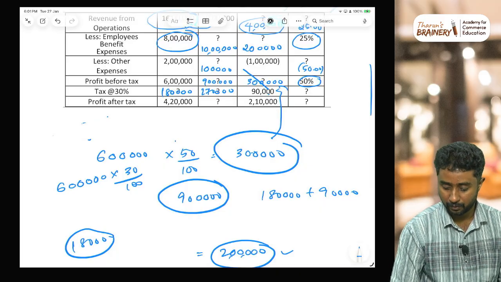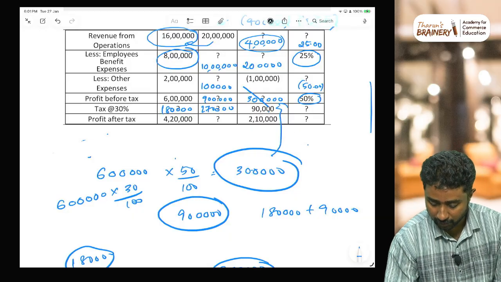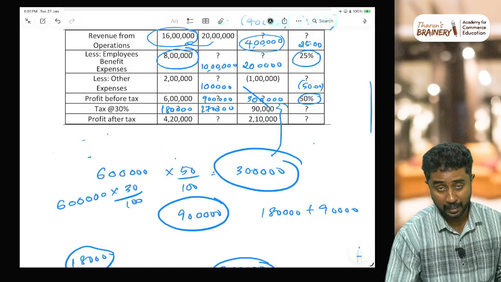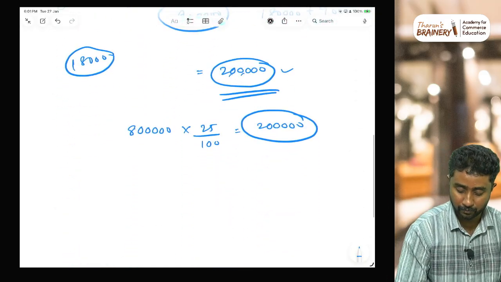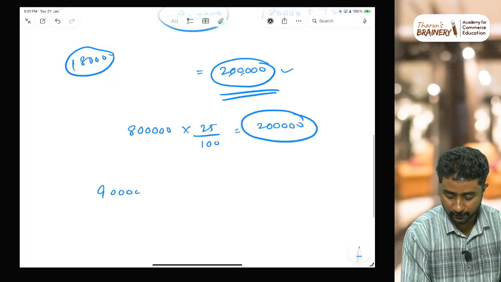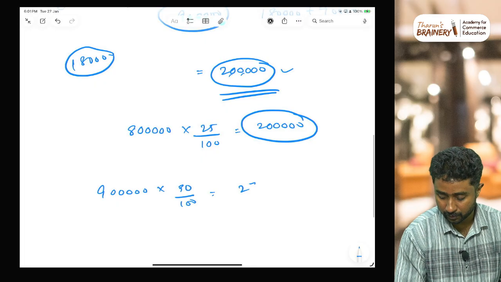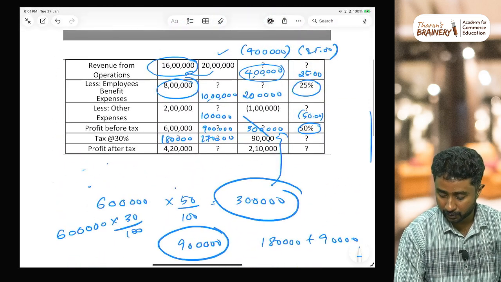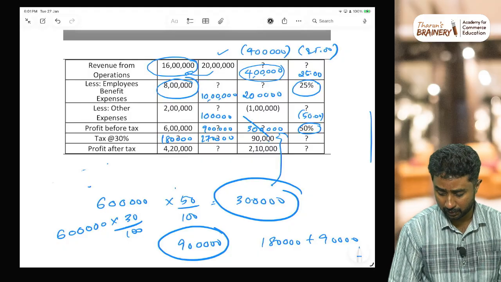If you can't do it like that, what is another method? Tax is 30 percentage, of which value? That particular year's profit before tax. So the current year's profit before tax is 9 lakhs into 30 percentage. You will get 2,70,000, the same 2,70,000 which you wrote here by adding 90,000 to 1,80,000. That is also one way.